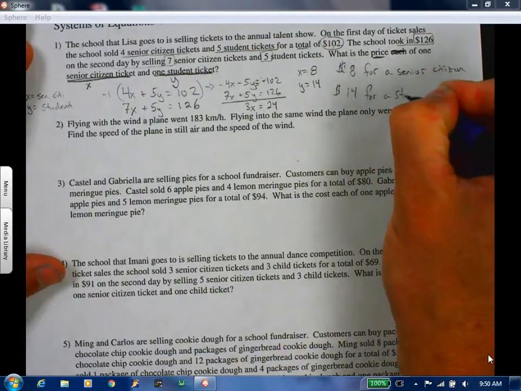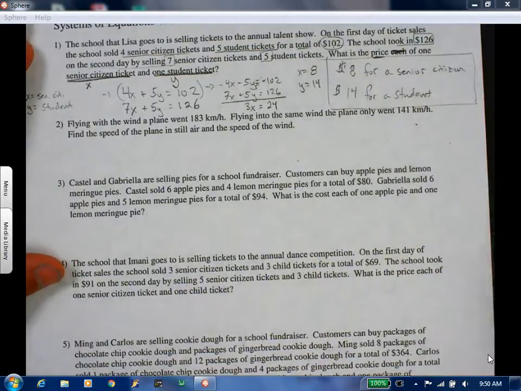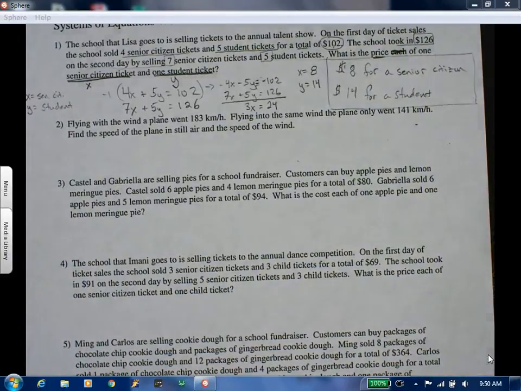Okay. So for your answers, don't write them as ordered pairs now. These are word problems. Make sure your answers answer the question that's in the problem.